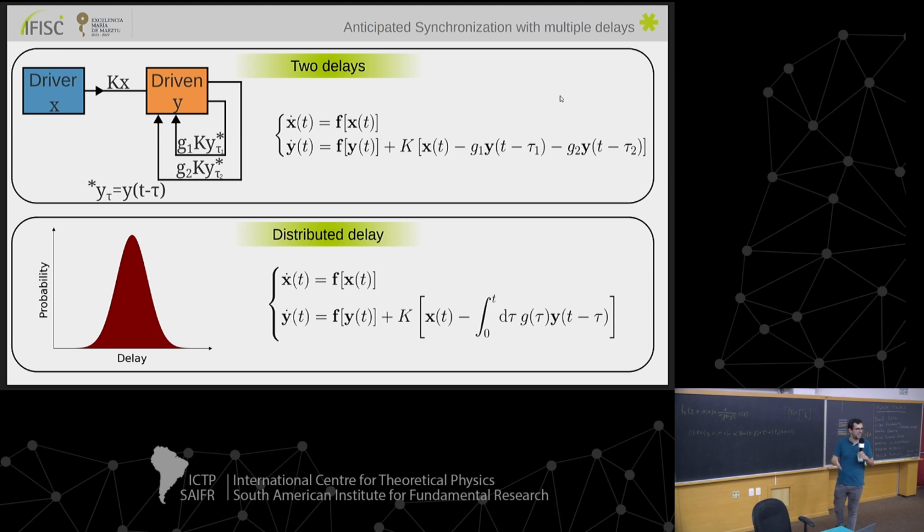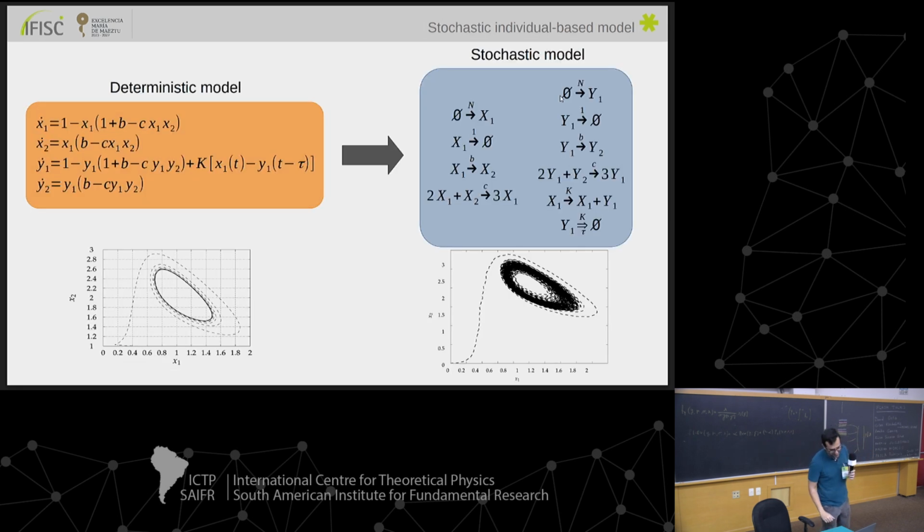I'm also interested in using this knowledge about deterministic dynamical systems in other disciplines, and about synchronization in general. Another idea that I'm currently working on is that we have understood anticipated synchronization in these deterministic models, but for some models I can build a stochastic individual-based model which is equivalent. If in this model we have a limit cycle, in the stochastic model we will have a noisy limit cycle.